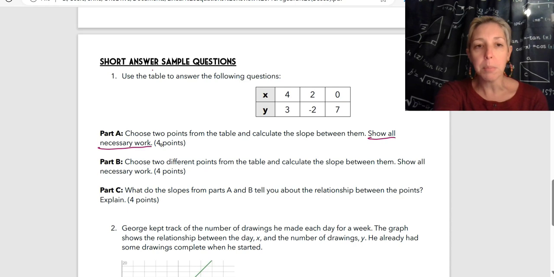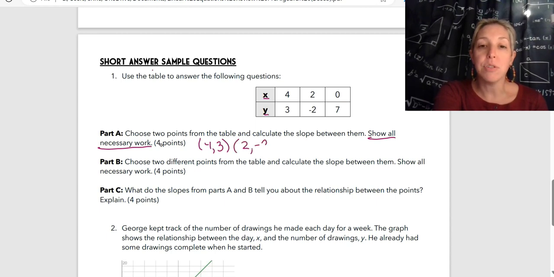So part A says choose 2 points from the table, calculate the slope between them, show all necessary work. So I'm going to use the first point and the second point. Please remember when you're looking at the table, we've got X and Y. The best thing that you can do is write these as a point. So we've got the point (4, 3) and the point (2, -2).